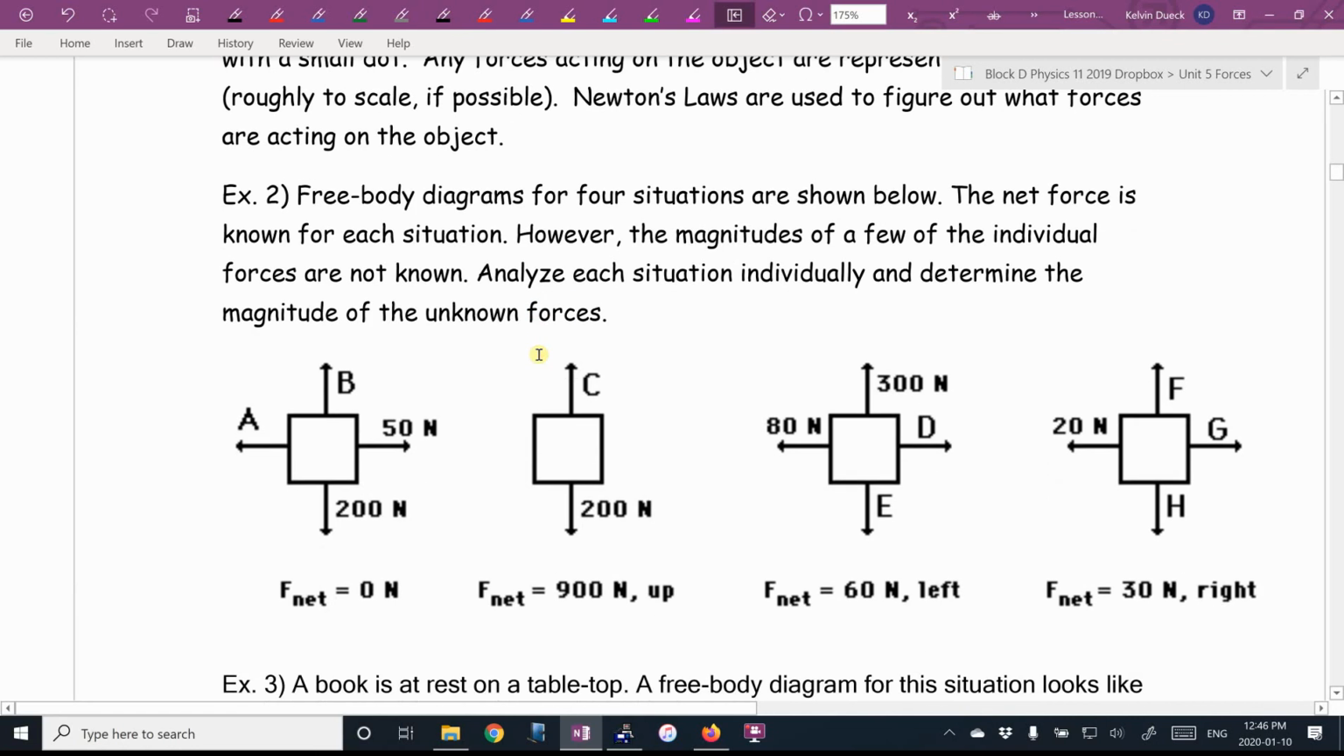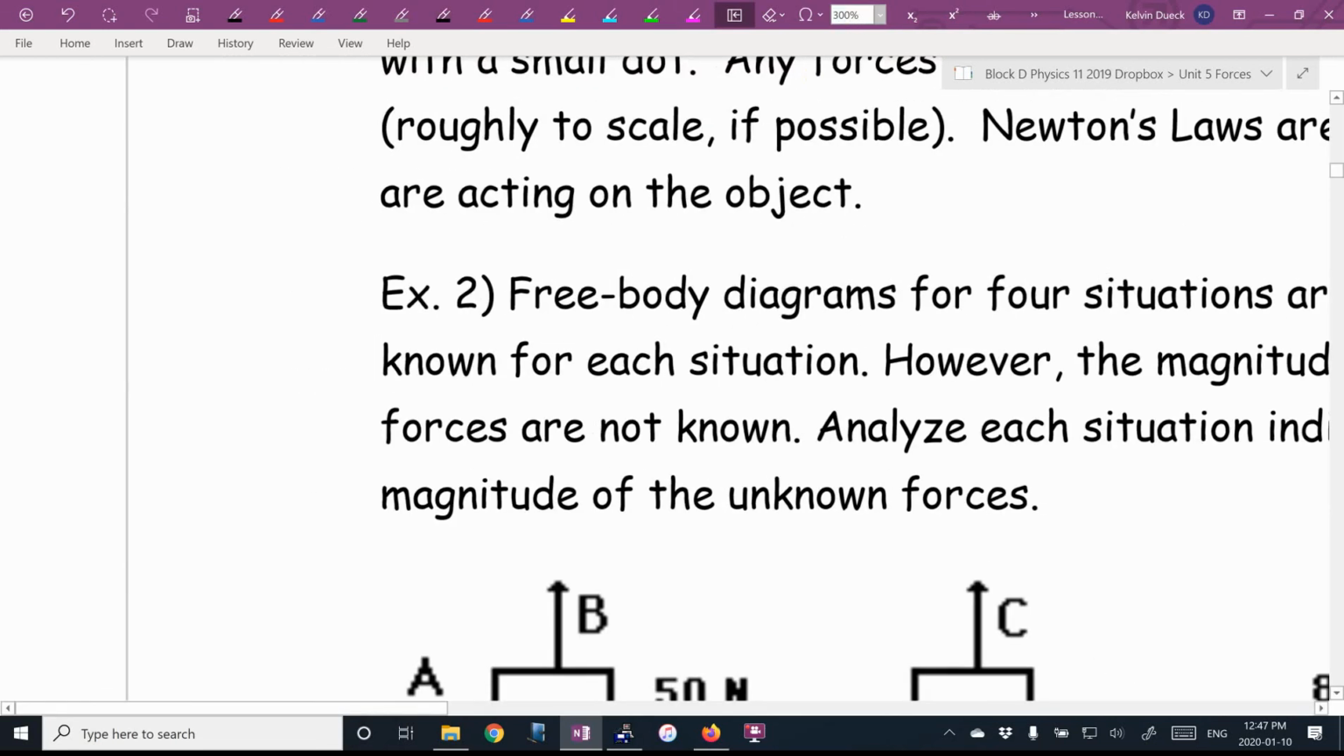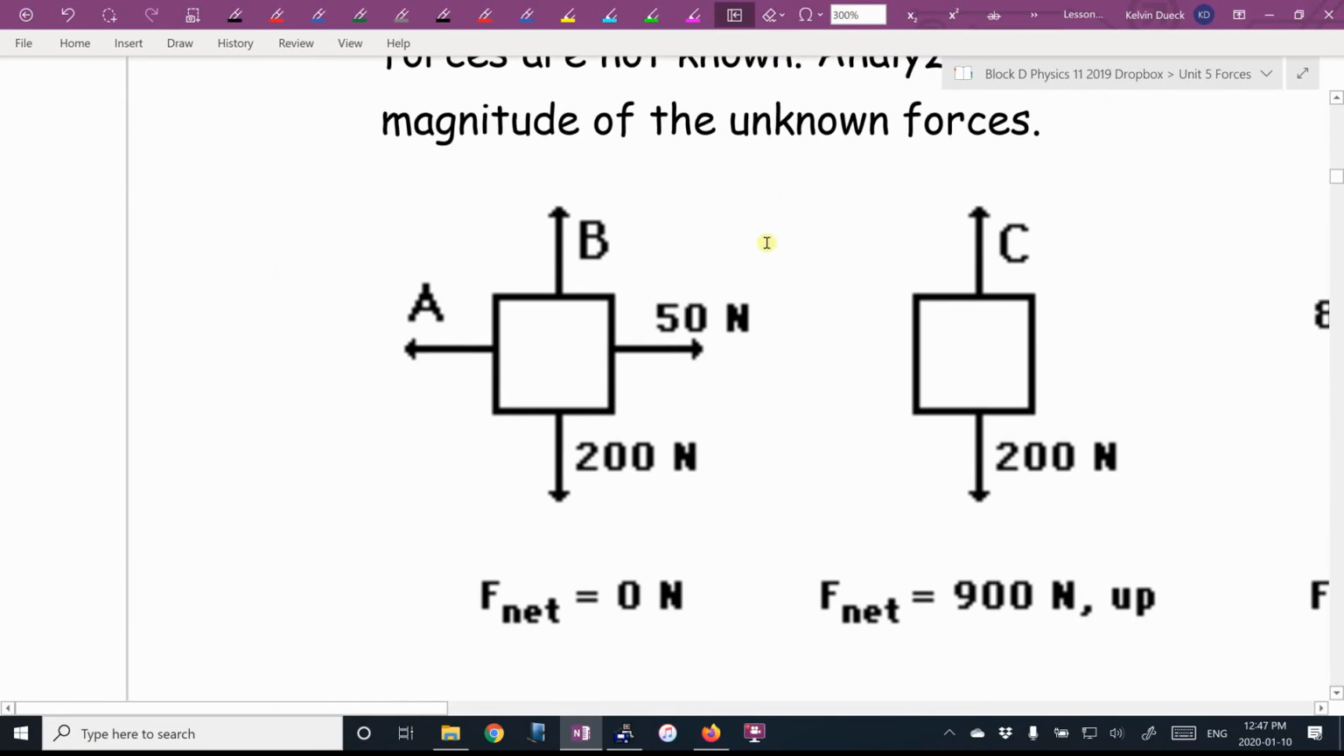Free body diagrams for 4 situations are shown below. I should be technical. Technically, these aren't free body diagrams because they didn't represent the mass with a little dot. But the concept is still good. It says the net force is known for each situation right down here, but the magnitudes of a few of the individual forces are not known. Analyze each situation using Newton's laws and determine the magnitude of the unknown forces. This seems really complicated. It's not.